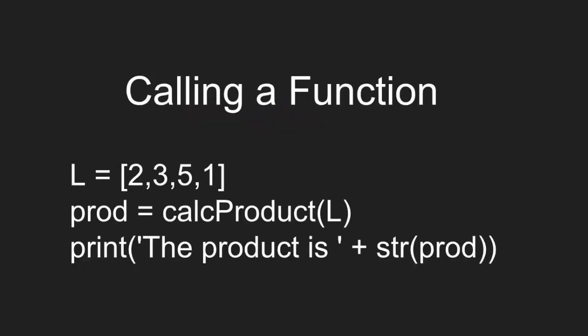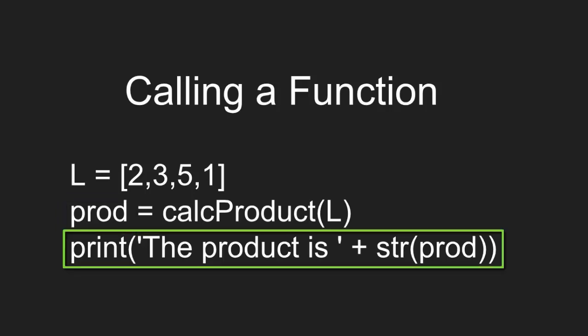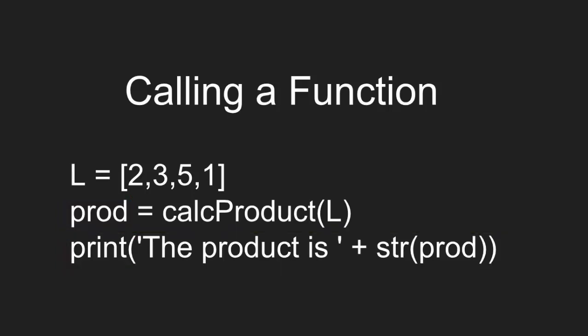Next, let's look at how we would call this function that we've just created. So we have a list, and a list is assigned the value of 2, 3, 5, and 1. Now here's our function name, calc product, and its parameter is this list. It's a list of numbers, and the return value then is assigned the value of prod. That's our variable here within our main program that has that value, or the return value of the function. Now that we have the return value of the function stored in our variable called prod, P-R-O-D, we can print the results out, the product is, and concatenate it with the results.